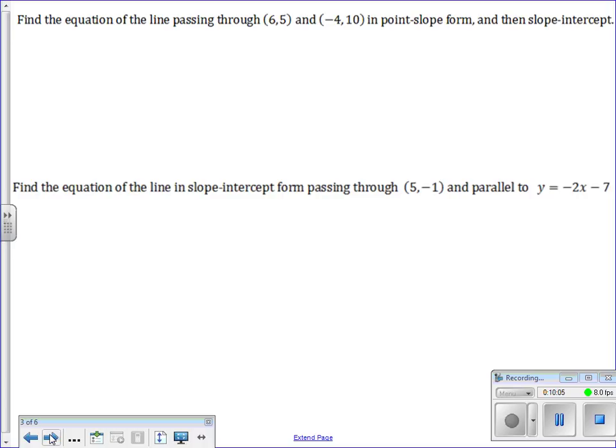Oh yeah. Okay. Now the next one is a little harder. It says find the equation of the line passing through the points (6, 5) and (-4, 10) in point slope form and then slope intercept. So I have to come up with two equations. But for both of those, I need to know my slope. Your first step, find the slope. Do that now. Using the slope formula, those two coordinates, find the slope.